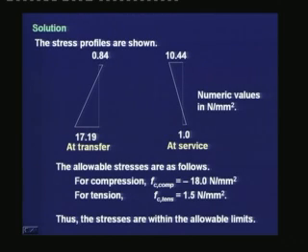The stress profiles are shown as below. At transfer, we have a positive tensile stress at the top and compressive stress at the bottom. At service, we have compressive stress at the top and positive tensile stress at the bottom.